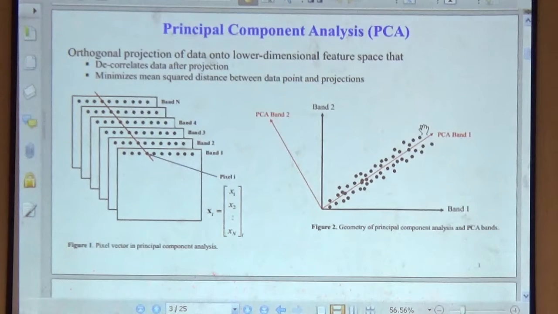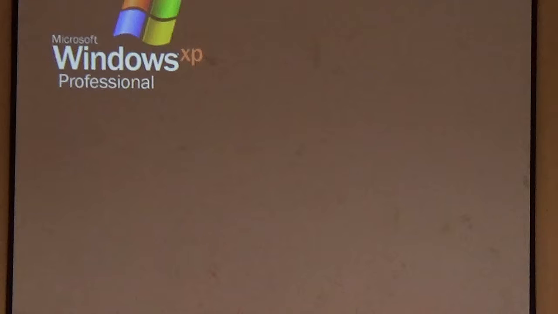It minimizes the mean squared distance between data point and projections. It finds the optimal direction to represent data. That is the way to put it. It transforms the bands, or the original Cartesian coordinate frame with which you represent the original data, into another coordinate frame where the representation of data is much more efficient. That is why that transformation is called optimum.